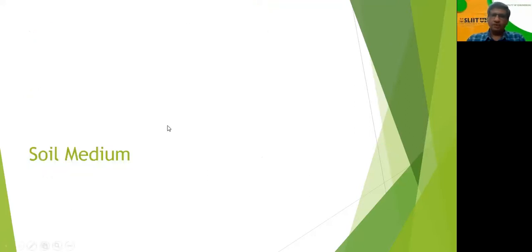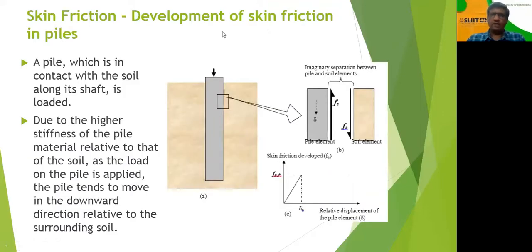If you talk about the soil medium, we have the skin friction in the soil medium, and you are familiar with this particular concept. We have the pile element and soil element, and we have the skin friction mobilized at the interface. The skin friction that we mobilize will increase linearly with the displacement of the pile, and then it will remain constant. We will see later whether it follows this particular pattern when we actually measure the skin friction and bearing later in the discussion.